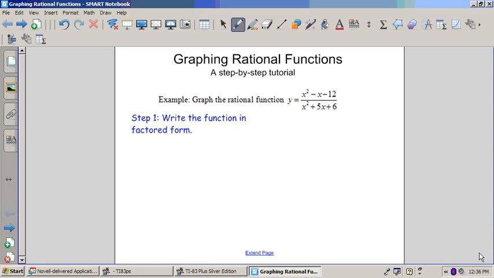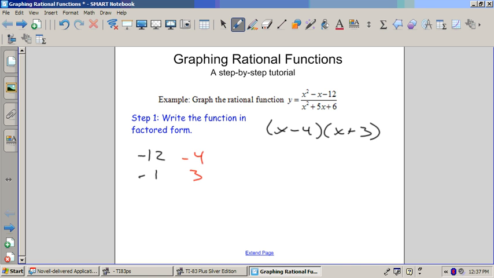I want to graph the rational function y equals (x squared minus x minus 12) over (x squared plus 5x plus 6). The first thing I want to do is factor this so I can have my function in factored form. To factor x squared minus x minus 12, I need two numbers that multiply to give me negative 12 and add to give me negative 1. Those numbers, my magic numbers, would be negative 4 and 3, so I can factor the numerator as (x minus 4) times (x plus 3).